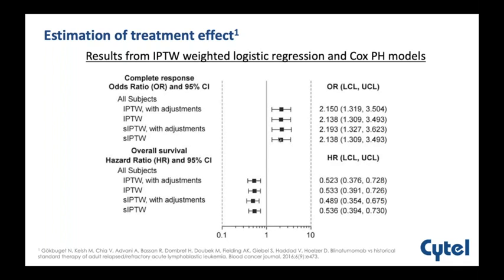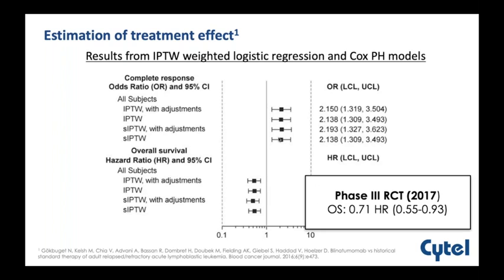What they were able to show was essentially an increased odds of complete response with blinatumomab, and a lowered risk of death also with blinatumomab, and all the different sensitivity analyses were quite consistent. What's worth noting is that the approval was contingent on the success of a later phase 3 study, which came out in 2017 and also showed a statistically significant benefit.